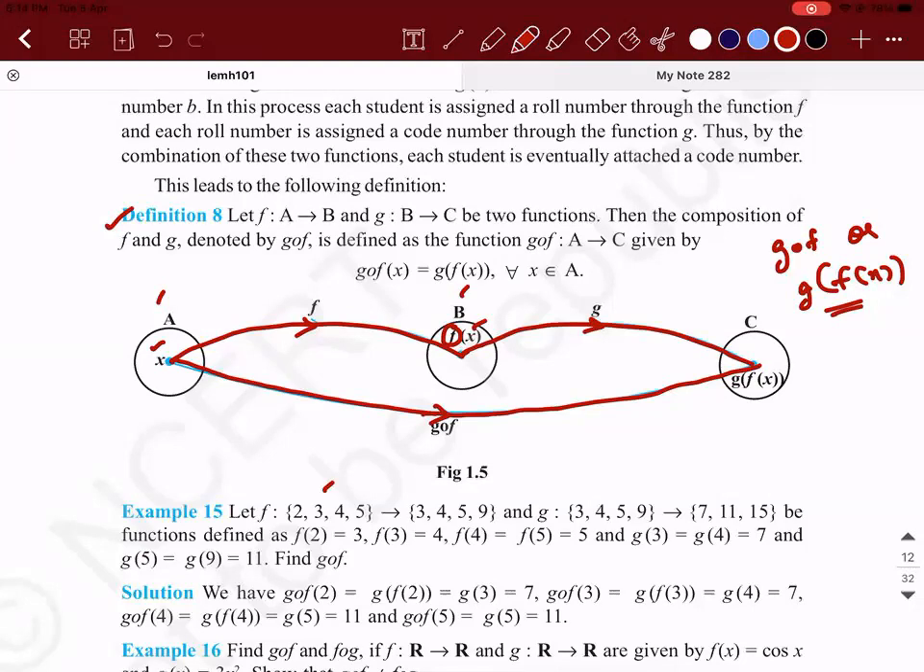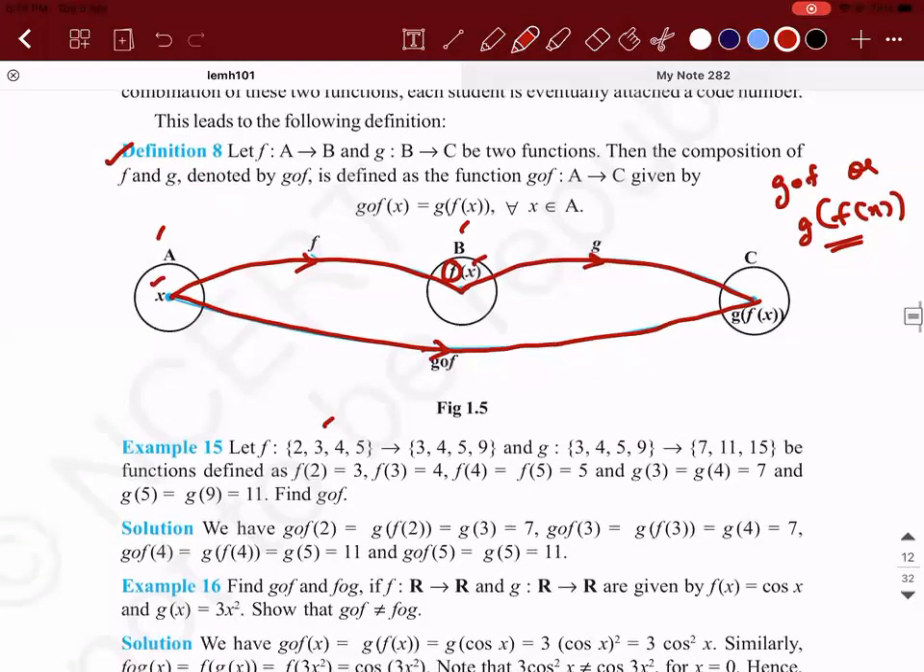So domain is 2, 3, 4, 5. Codomain is 3, 4, 5, 9. g is a function mapped from 3, 4, 5, 9 to 7, 11, 15. The function is defined as f of 2 is 3, f of 3 is 4, f of 4 and f of 5 is 5. It's a many to one function. And g of 3 and g of 4 are 7. So g is also a many to one function.